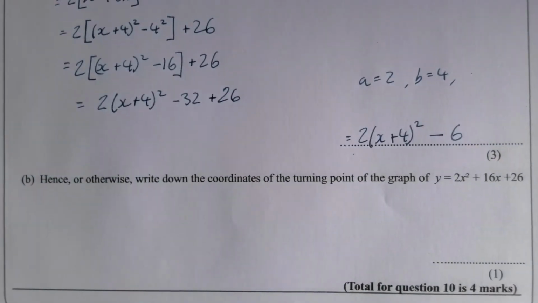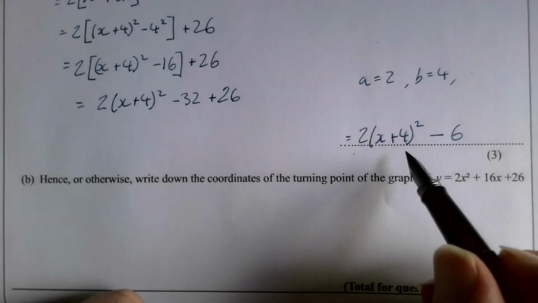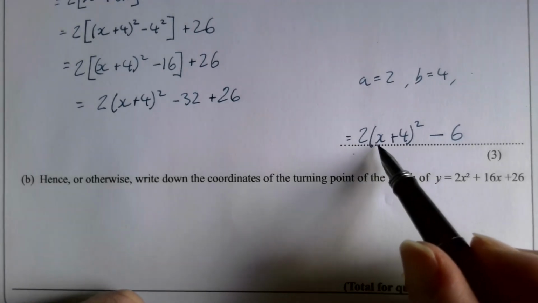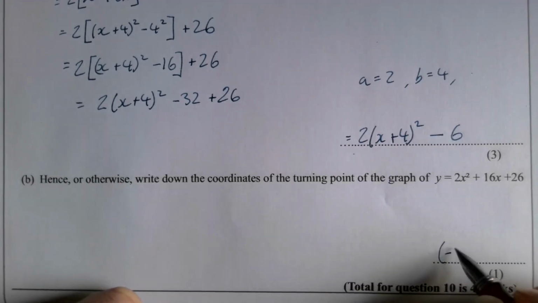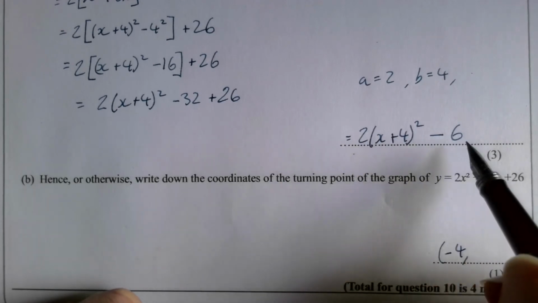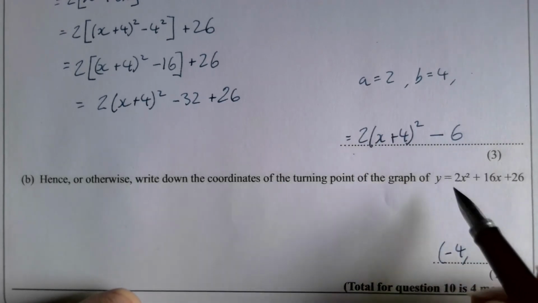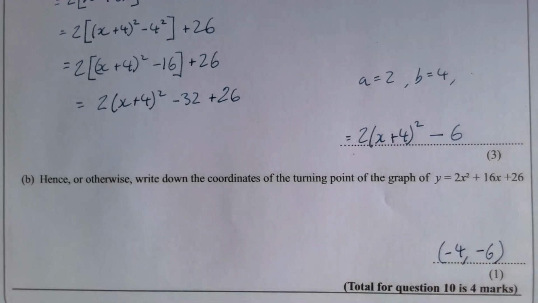And the whole reason for doing that is to find the turning point of the curve. And the turning point is going to happen when this bracket is worth 0, which is when x is negative 4. And when this is 0, our y value will be negative 6.